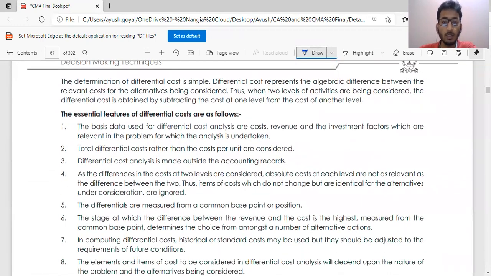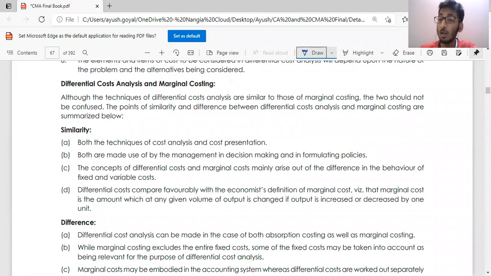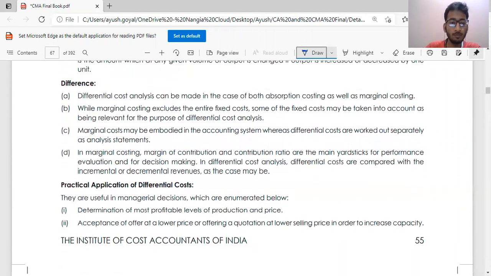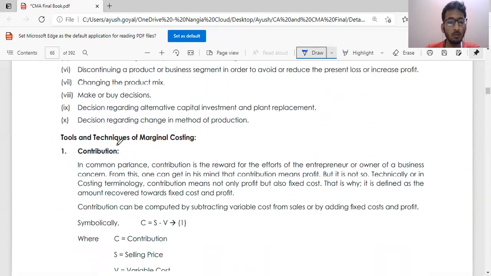So what is the difference basically between marginal cost and differential cost? We consider the fixed cost as well in differential cost analysis, and this is more logical than marginal cost analysis if I consider decision making. Now, practical application of decision making. I don't think I need to make you understand these things. So you guys can read it once.